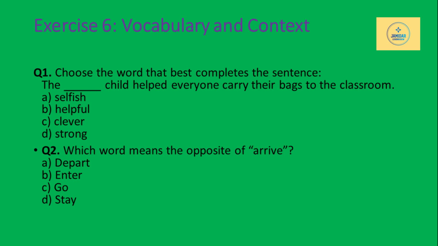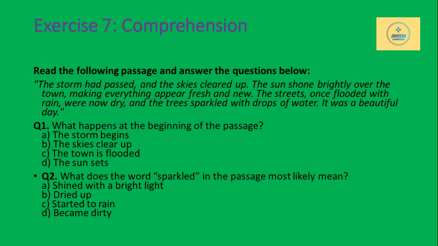Next, we'll work on vocabulary and context. Choose the word that best completes the sentence and identify the opposite of a given word. This exercise will help you expand your vocabulary and understand word meanings in different contexts. Let's move on to another comprehension exercise. Read the passage and answer the questions to test your understanding of the text. Pay attention to the details and context provided.